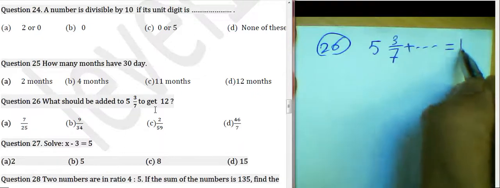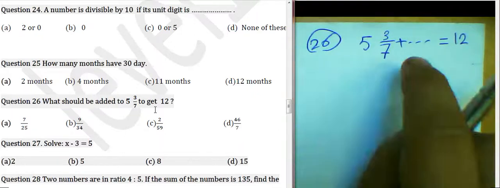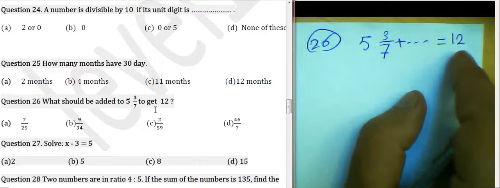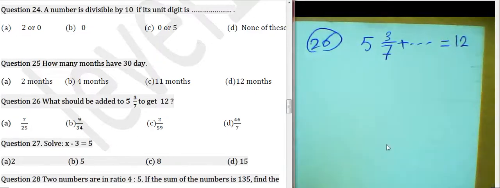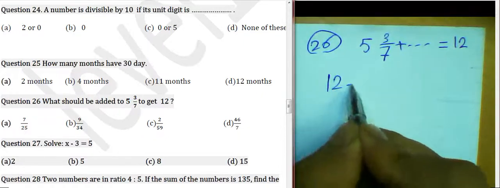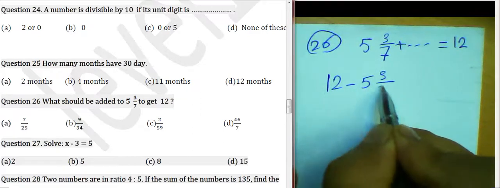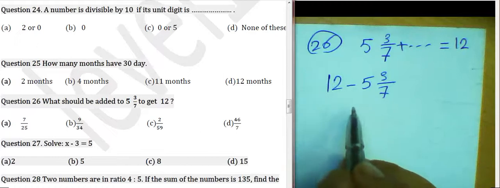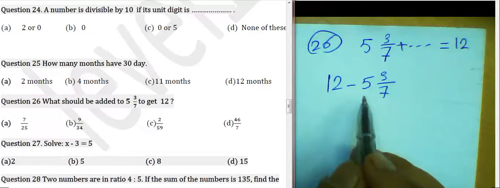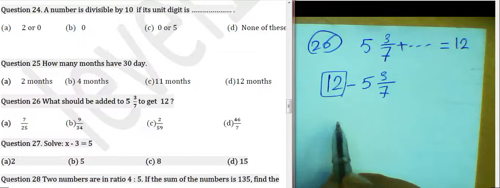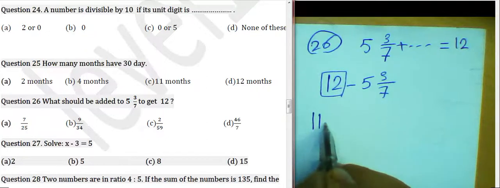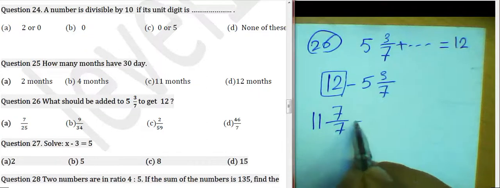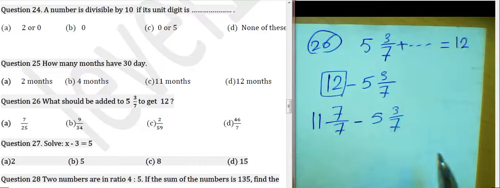To be 12. To find this number, we must find the difference between 12 and 5 and 3 over 7. We must convert this whole number to a mixed number. 12 will be 11 and 7 over 7. Subtract 5 and 3 over 7.